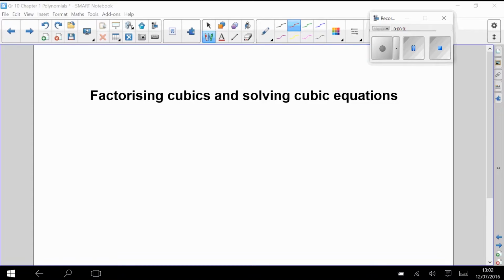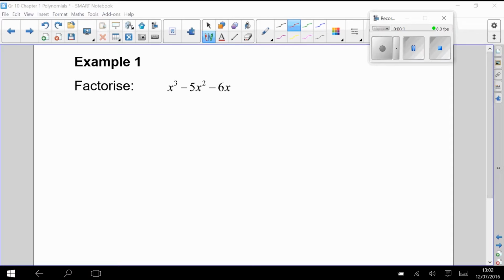In this next section of the chapter, we need to see how we can factorize cubes so that we can then solve cubic equations. Now I know that I have a cubic expression over here because my highest degree of x is 3. If I want to factorize this, I want to change this expression from terms to factors. Doing this, I need to consider the different types of ways that I can factorize.